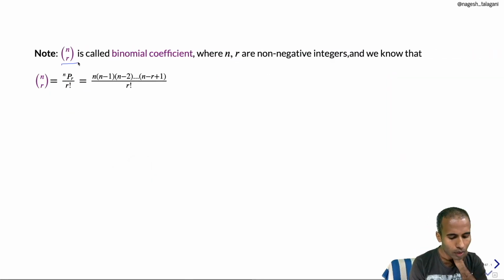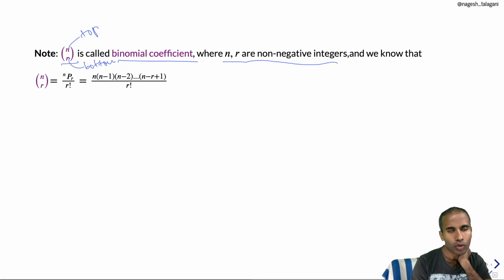Note, n choose r is called binomial coefficient because of the role it played in the binomial theorem. Here both n and r are non-negative integers. Here n I want to call top parameter, or maybe bottom parameter. Both are non-negative. Here n choose r, we already know nPr by r factorial, and we know that nPr is going to be n into n minus 1, n minus 2, and so on, up to n minus r plus 1. So n choose r, you can write as n into n minus 1, n minus 2, and so on, n minus r plus 1, by r factorial.